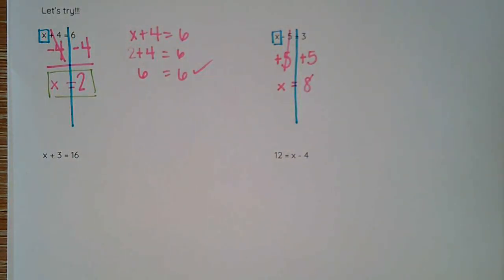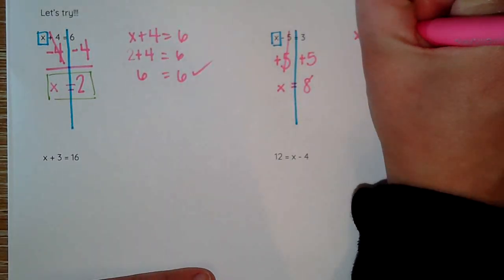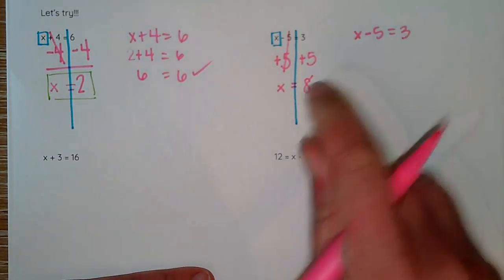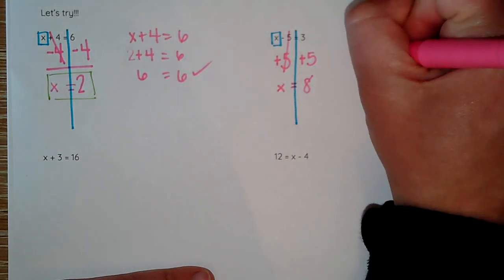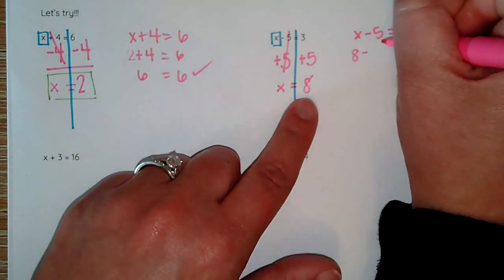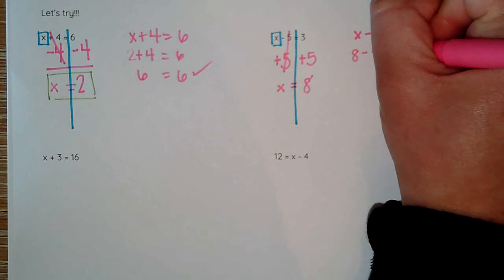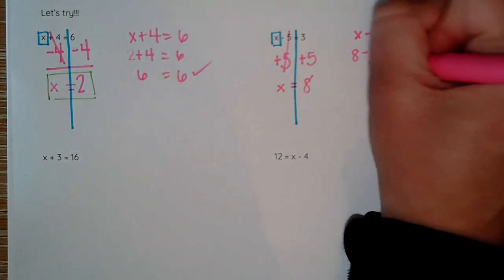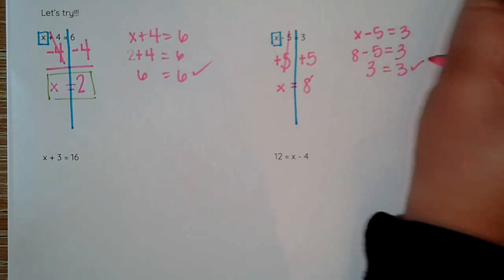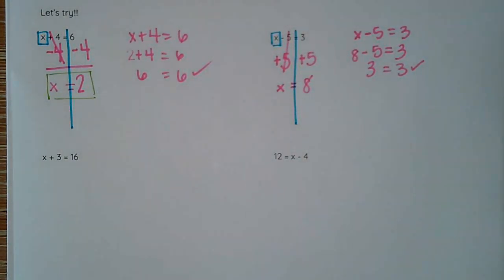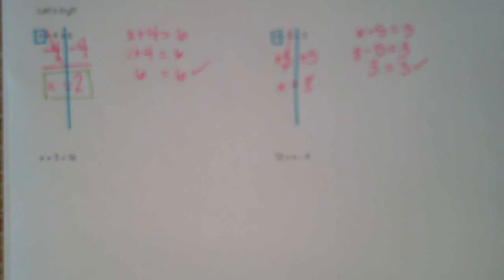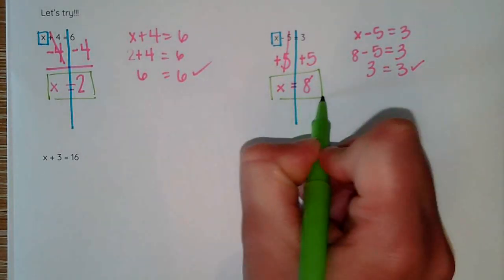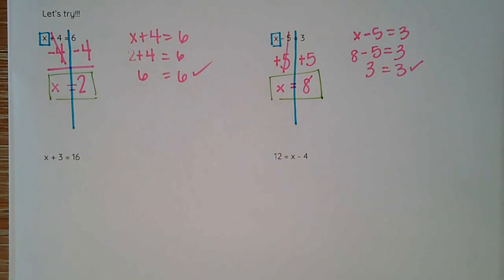Now, I think that's my solution, but I must check my work. So I rewrite my equation, x minus 5 equals 3, and I take that 8 and substitute it in for x. Now, 8 minus 5 equals 3. 3 equals 3, so I have done this correctly. 8 is my solution for x.